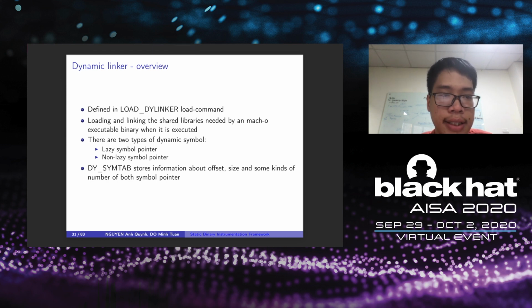The dynamic linker is defined in the LC_DYLD_INFO_ONLY load command, and there are two types of symbols, lazy and non-lazy symbol pointers. Besides LC_DYSYMTAB, the dysymtab load command stores information about offset, size, and some kind of numbers.